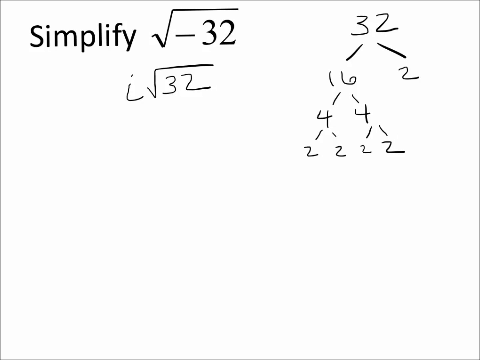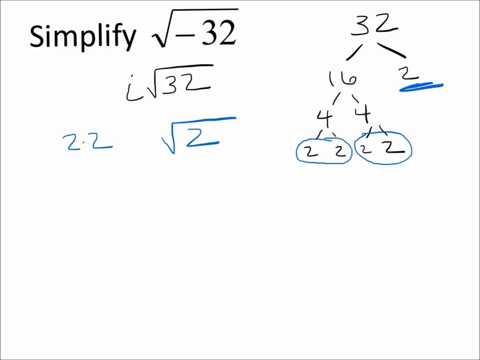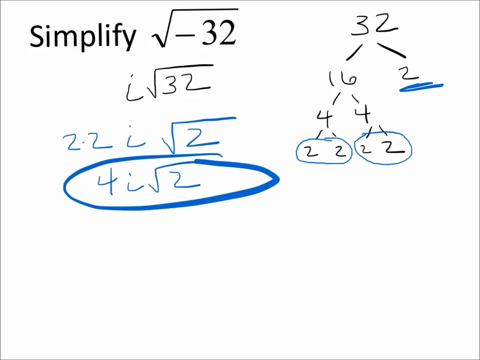And now I look for groups of 2. Well, here's a group of 2. Two 2's, which means one of those 2's can go to the outside. Here's another group of 2. So that 2 can go to the outside. Remember, we're multiplying all the numbers that are either on the outside or they're left over. There's one 2 left over here, so that goes inside the square root. And then we can't forget about the i. 2 times 2 is 4i root 2. And there's our completely simplified answer.